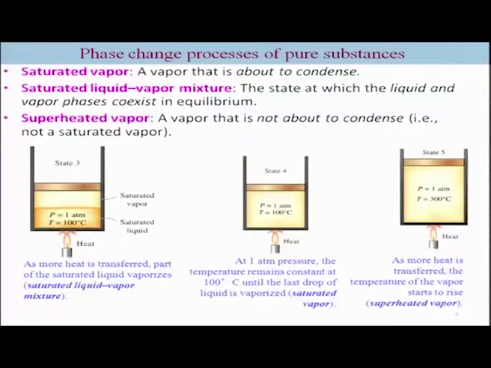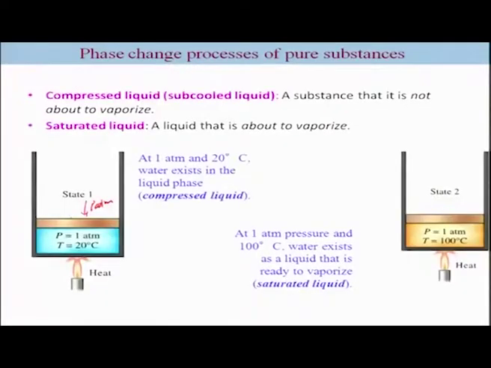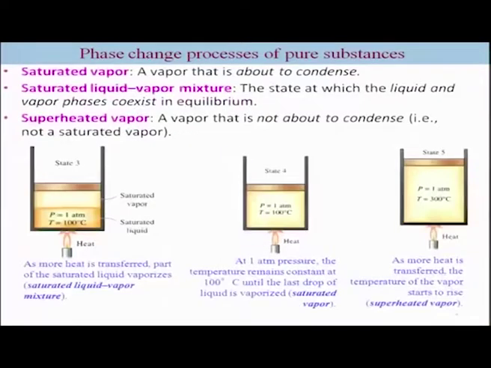What happens is that along this path from state 2 to state 4, the pressure and the temperature both remain constant. In other words, for a given pressure the temperature remains constant until all of the liquid gets converted to vapor, and that will be your state 4.